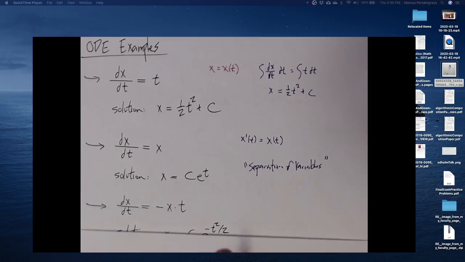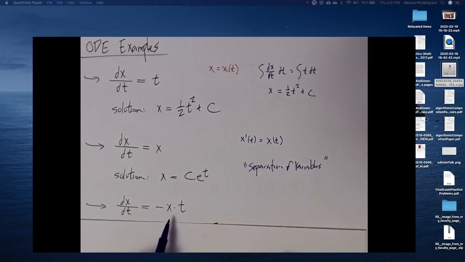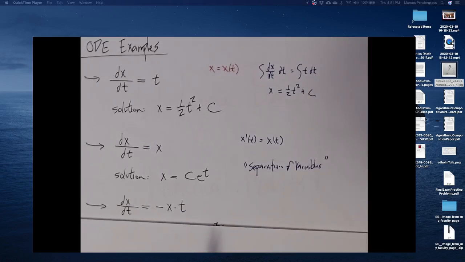Here's a third example of a differential equation. Now, dx/dt is a function of both x and t. I've got dx/dt equals minus x times t. And so that's a little bit more complicated than either of the previous ones, but it's a very common situation to have in ordinary differential equations, where the derivative of the function x is expressed in terms of the function x itself and the independent variable, which in this case is t. And so that's an even less obvious example.